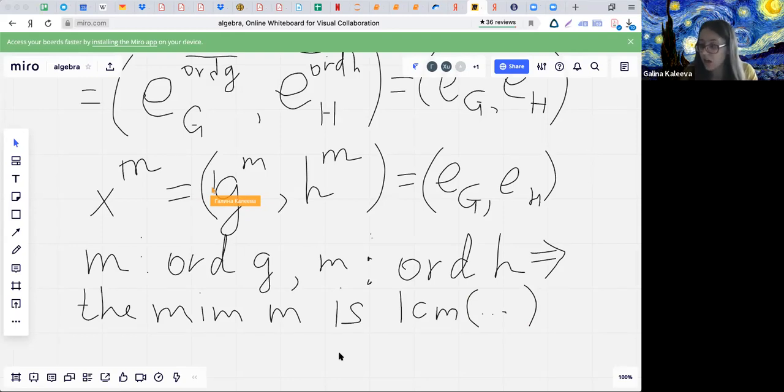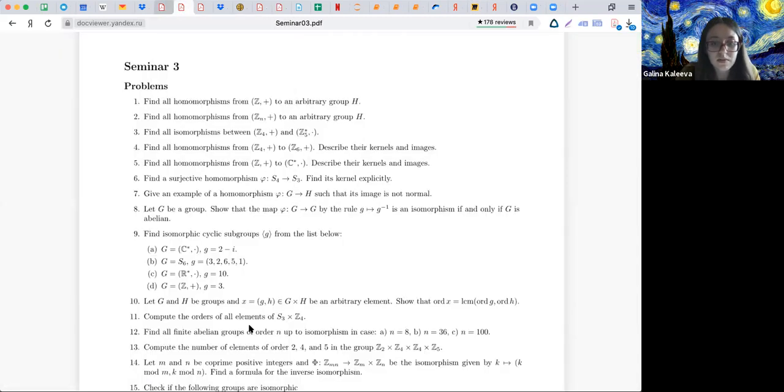So, since it's clear, let's find the order of some elements of such kind of direct product. This is problem 11. Here we have a symmetric group of order 3 and Z4. And we consider the direct product of these two groups. And let's find, say, the order of the following element.